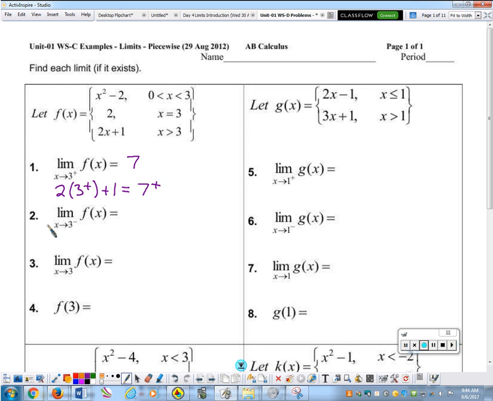Same thing. I want to find the limit, or the y-coordinate of the function f when the x-coordinate is just a little bit less than 3. So look up here again. If the x value is a little bit less than 3, do I use top, middle, or bottom? Top. So let's see. Put in a 3 minus. Square that, subtract 2.